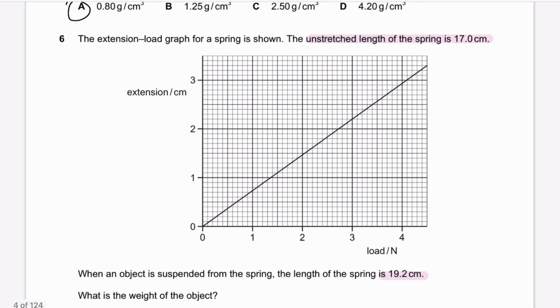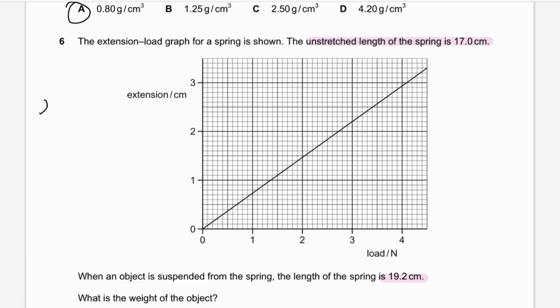Now when we go from 17 to 19.2, the increase in the length, or the x, as we all know, the extension, is 2.2. So therefore the extension is 2.2. We have 2.1, 2.2. So let me just draw a line at 2.2. This is very thick. Exactly at 2.2. So what is the weight of the object?